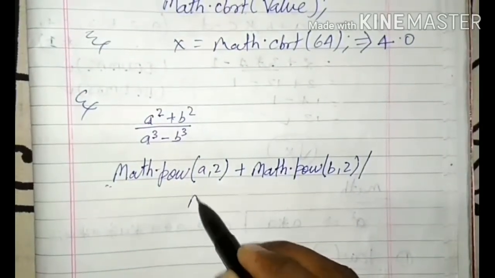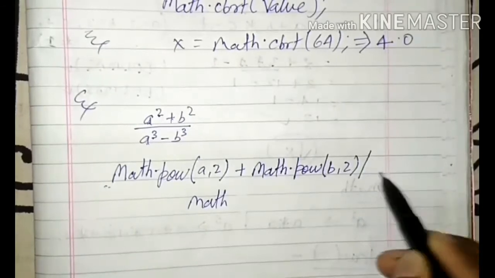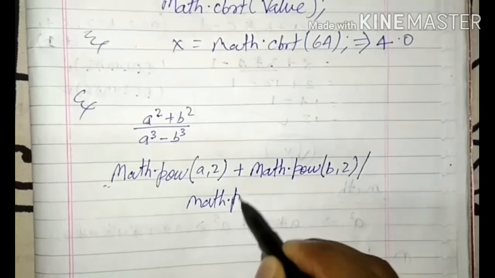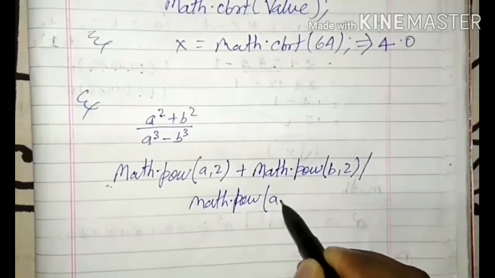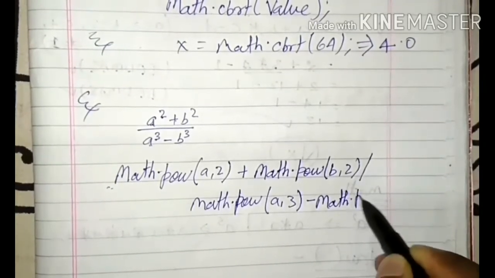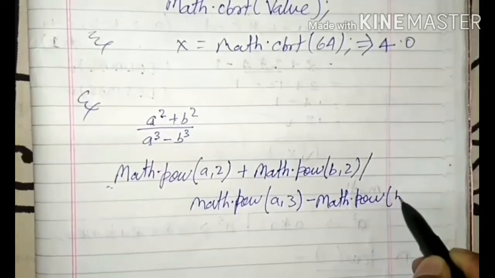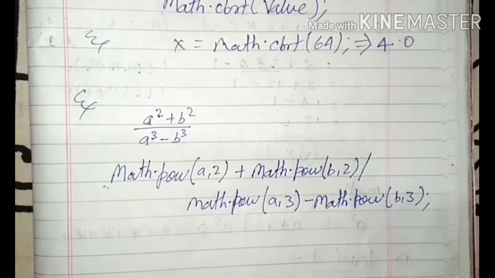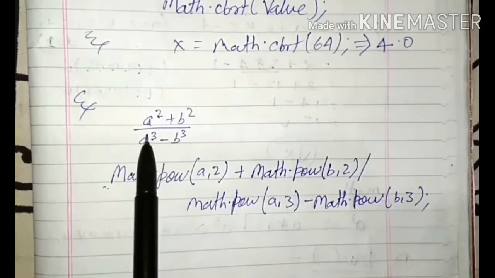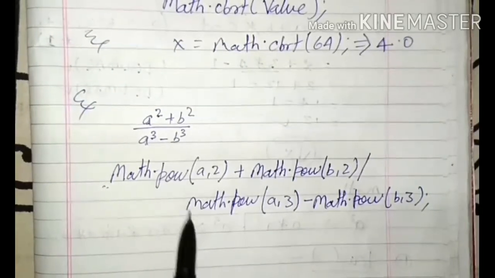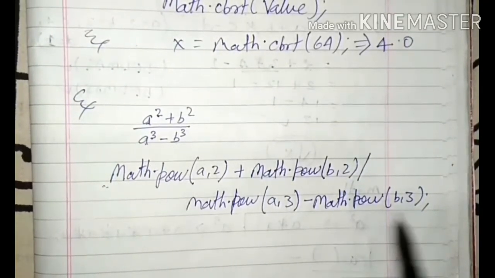Again you can write here. We have to write here, but there is no space, that's why I'm writing downside. Math.pow(a, 3) minus math.pow(b, 3). Now you can see all the parts have been written: a square, b square, and then a cube minus b cube.